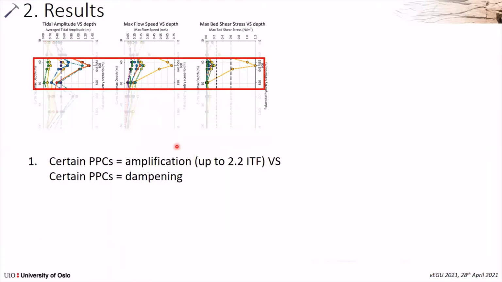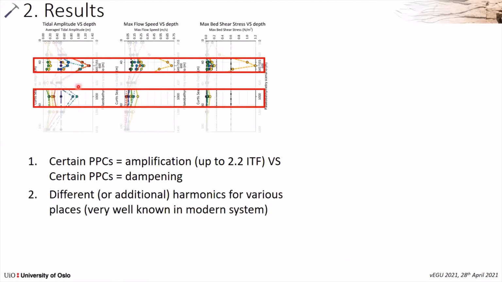And what you can see is 3 things. The first is that certain paleophysiography configurations would lead to an overall amplification of the tides in the whole basin, up to 2.2 times the initial tidal forcing. The initial tidal forcing is always 0.5 meter for all our simulations. And then we can see that some paleophysiography configurations would lead to an overall dampening of the tides in the system. And you can see the same with the speed and maximum bed shear stress.